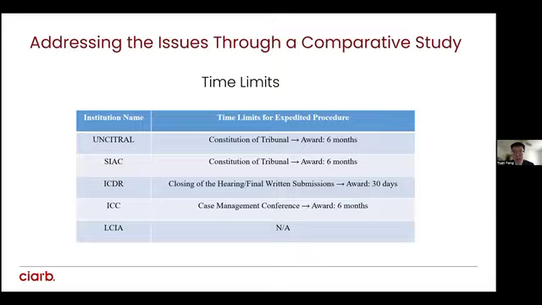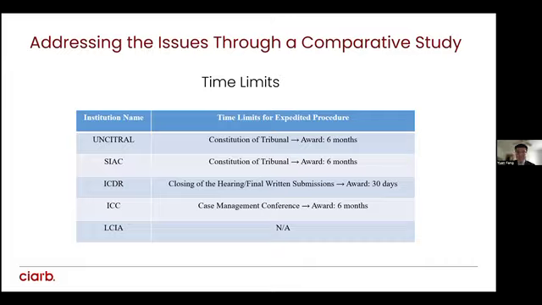With regard to time limits, the UNCITRAL model expedited arbitration rules and SIAC require that the award has to be rendered within 6 months starting from the constitution of the tribunal. The ICC also has a requirement of 6 months, calculating the time period from the case management conference instead of the formation of the tribunal. The ICDR, however, requires the award to be rendered within 30 days from the closing of the hearing or the final written submissions.